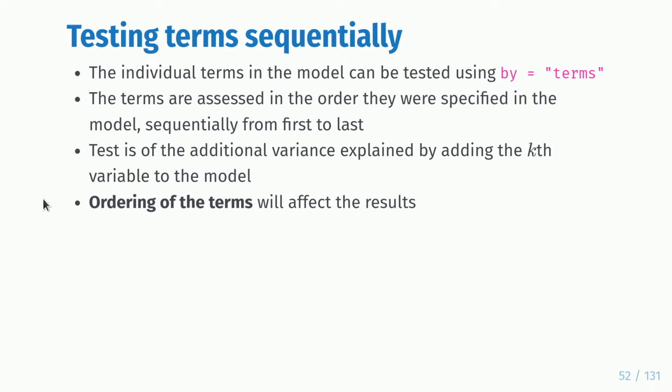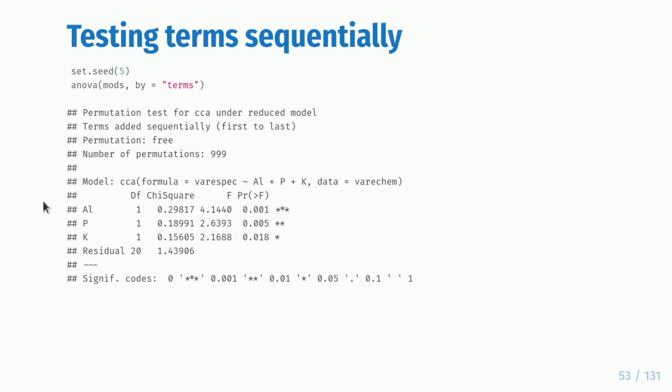So you do this using by equals terms, and unless you've got purely orthogonal terms, and that can be hard to achieve in practice, the ordering of the terms will affect the result. If you just change the ordering of the variables in the formula, you'll get a different result, which isn't very helpful. So terms in itself is not that helpful in many situations, but it can be useful if you have a proper experimental design and you set the model up properly with the right contrasts and so on.